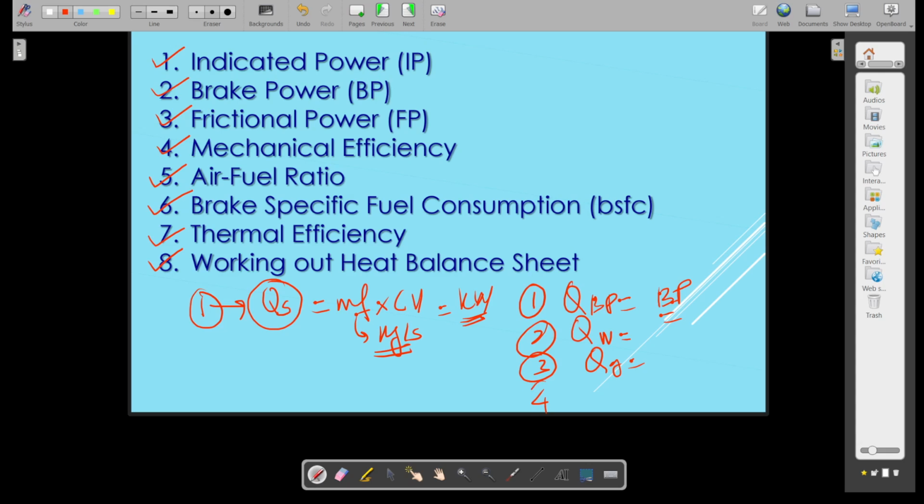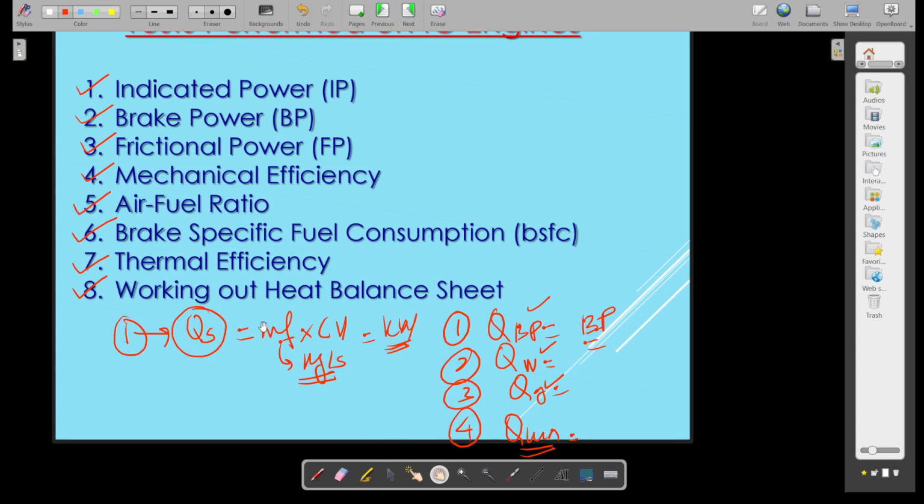And then you have Q unaccounted in the heat balance sheet. The unaccounted part takes other losses other than the brake power, the heat carried by the water, and the heat carried by the gases. Okay, I think you must have understood this. The heat balance sheet shows how the heat comes in and how the heat goes out.